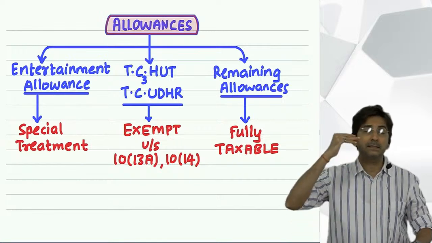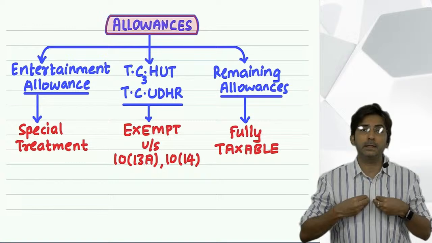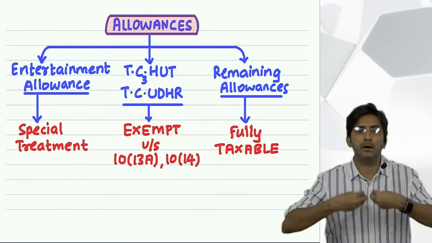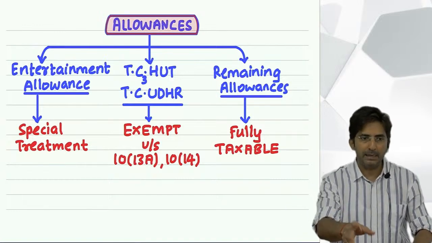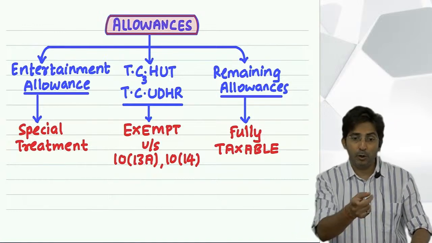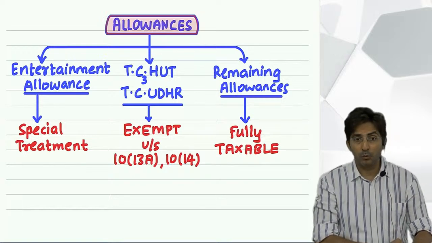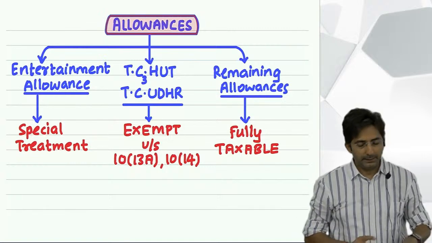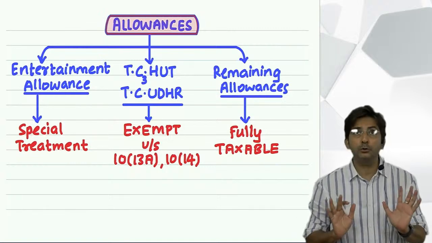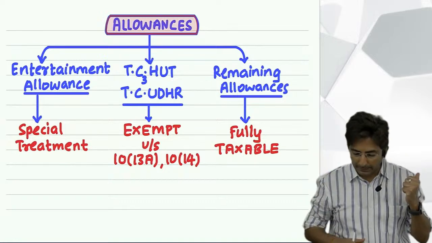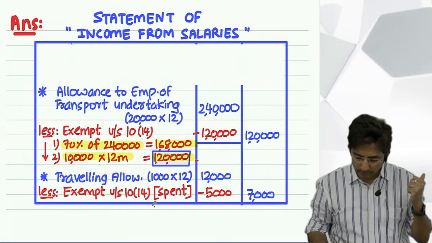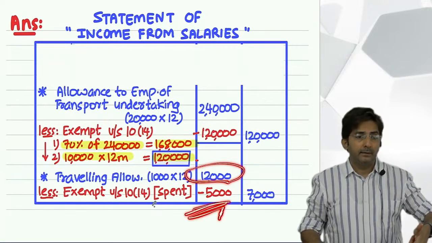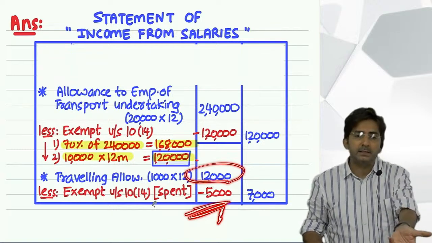So the transaction will be like this. First, the boss will give a fixed amount to the employee every month in the name of helper allowance. Then the employee will hire some assistant and spend on him. And what is the rule? Whatever he actually spends will be exempt. In short, the rule everywhere is the same. First you see how much the company is giving, and you write that in the inner column. Then how much he is actually spending is given in the question. You minus it.